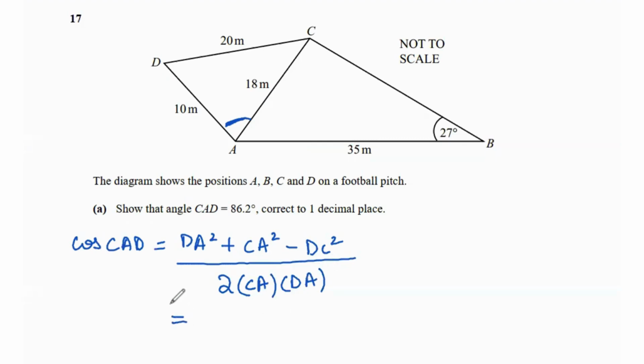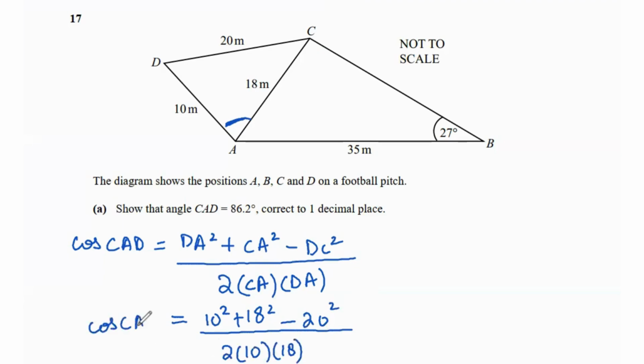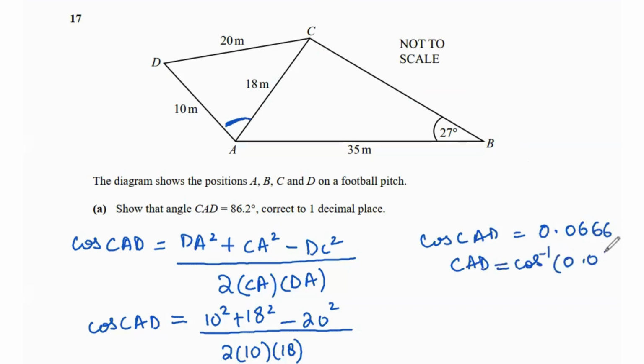So that is going to be 10 squared plus 18 squared minus 20 squared divided by 2 times 10 times 18, which is equal to cos of CAD. So that is going to give us 0.06 recurring, and CAD would be cos inverse of 0.06 recurring, which is going to give us 86.2 degrees, correct to one decimal place.